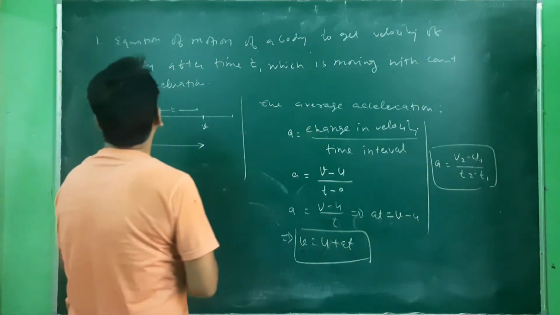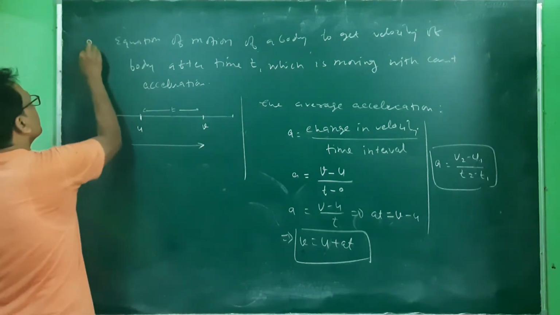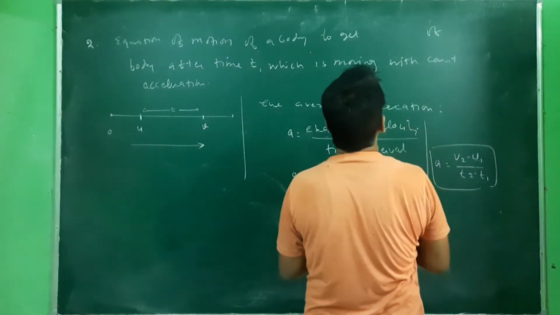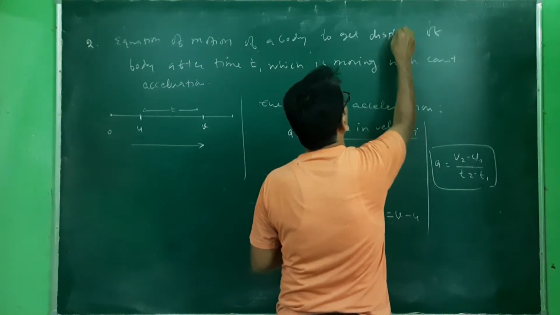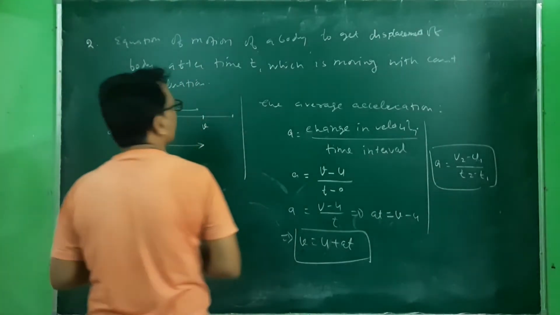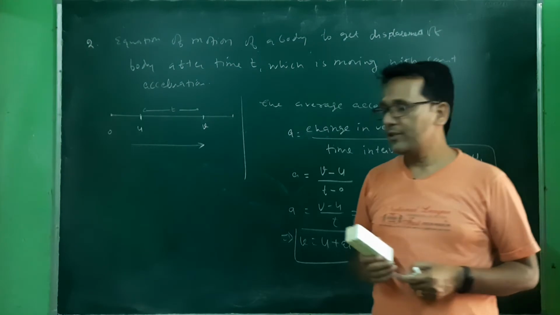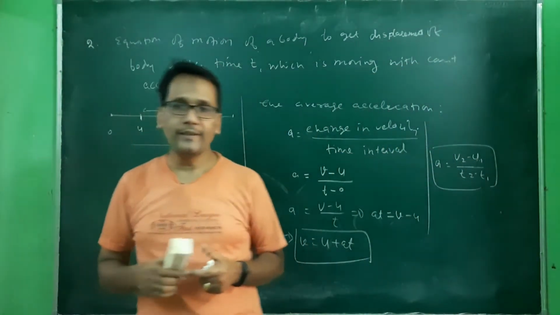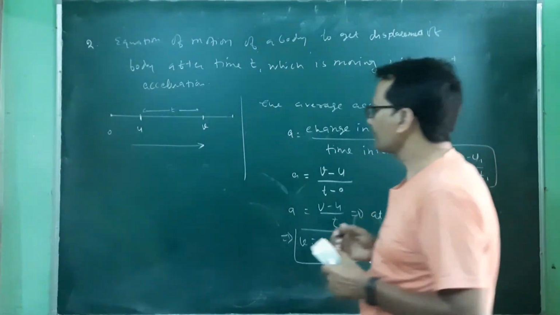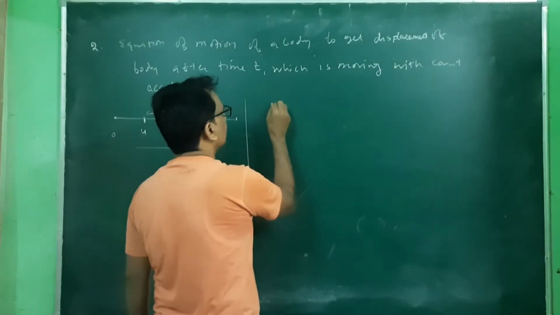Now the second equation of motion. In place of velocity, this is to get the displacement of a body after time t, which is moving with constant acceleration. So the first equation is used to calculate the velocity after time t, and the second is used to calculate the displacement after time t. We will use the formula for average velocity.